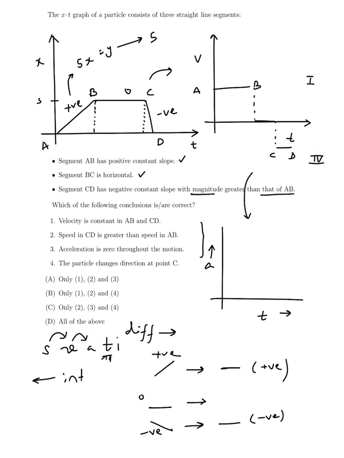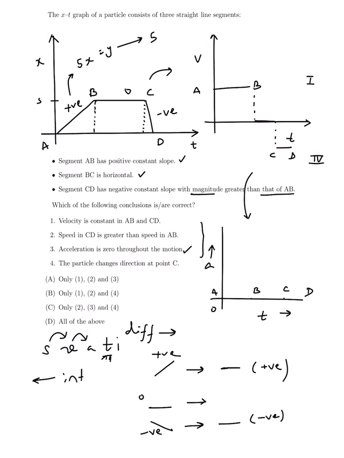What about acceleration? If there's a constant velocity, then there is zero acceleration. So AB is like this. Zero velocity means zero acceleration in BC. Negative velocity, but also constant, so still zero. So acceleration is zero throughout. This is correct. Next statement: speed in CD is greater than speed in AB.